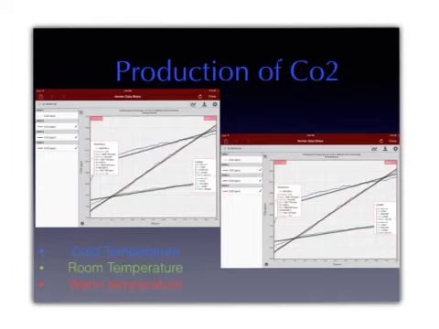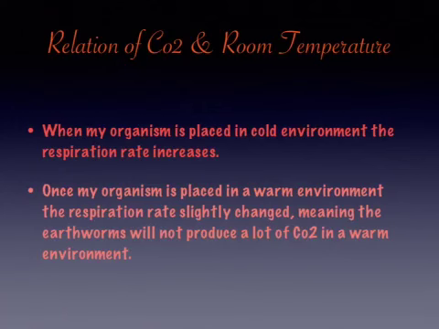Production of CO2. Blue is for cold temperature, green is for room temperature, red is for warm temperature. Relation of CO2 and room temperature. When my organism is placed in a cold environment, the respiration rate increases. Once my organism is placed in a warm environment, the respiration rate slightly changed, meaning the earthworms will not produce a lot of CO2 in a warm environment.